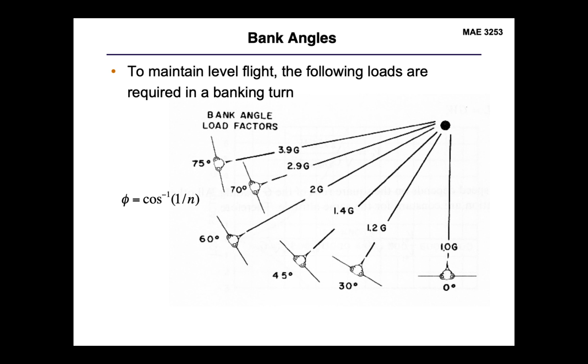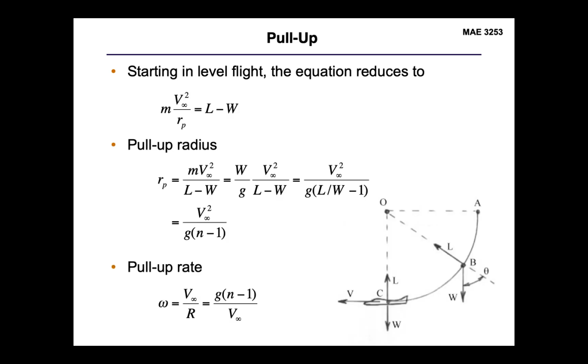Now, the banking maneuver that we looked at was a sustained maneuver. We can also do this for pull-up and pull-down maneuvers as well. The equation is actually a little bit simpler when we look at it from this standpoint, and we can solve for both a pull-up radius as well as a pull-up rate. You'll notice the resulting equation is also a little bit easier.